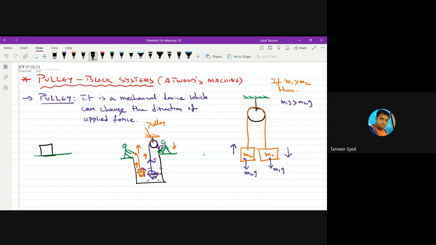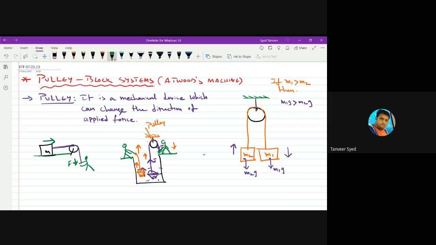This is a block of some mass m. It is tied through a string, and this is running over a pulley. You are standing here and you are pulling the rope down. Force is applied in the downward direction. But what is the direction of motion of this block? Towards the right. Force is downward, but motion is towards the right.